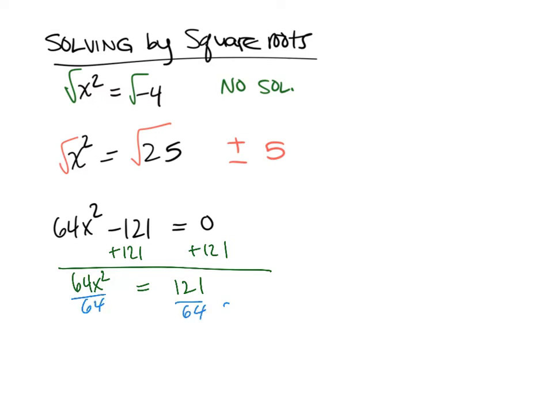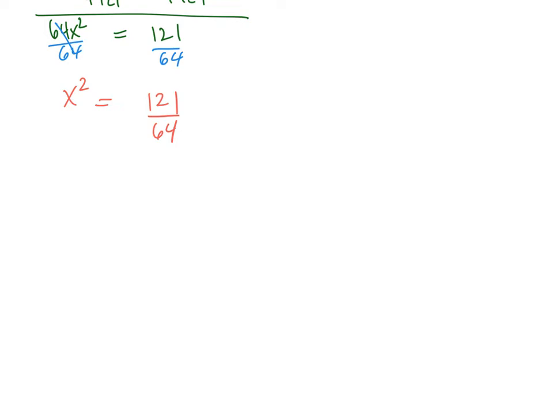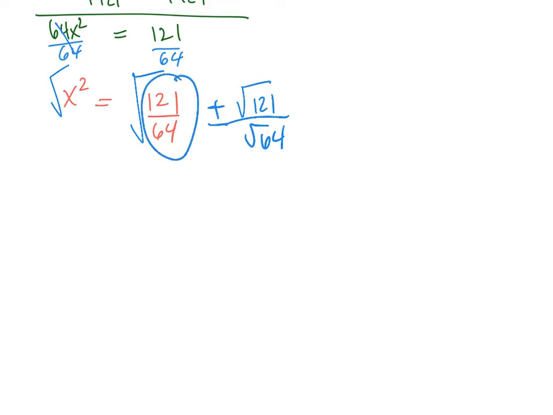You do not actually do the long division, however, because from here, you're going to get x squared is equal to 121 over 64. And to unsquare this, you're going to take the square root. Remember that when you take the square root of a fraction, it's the same as taking the square root of the top and then the square root of the bottom. Because it's a square root, and the inside is positive, you have positive and negative.